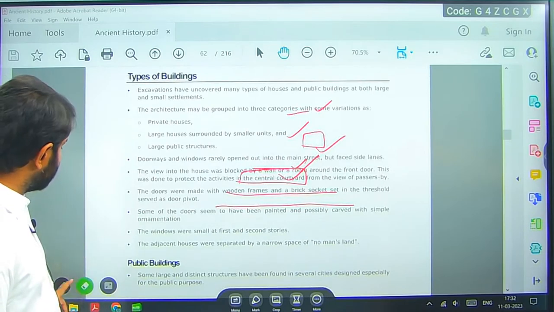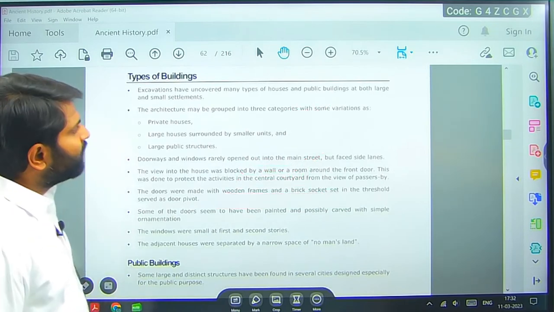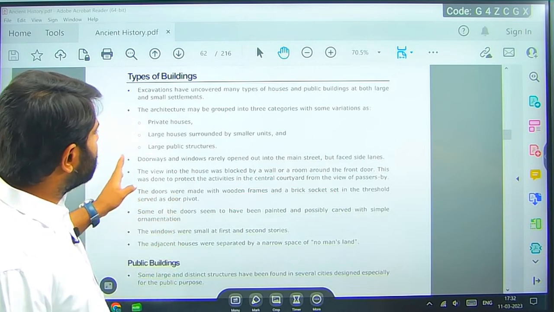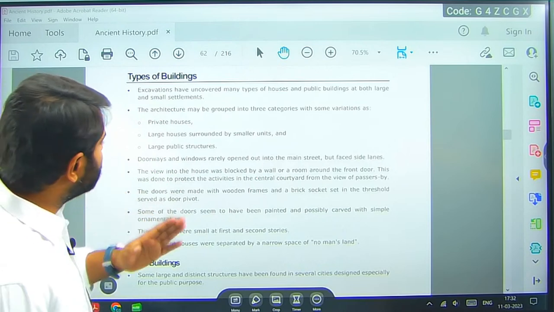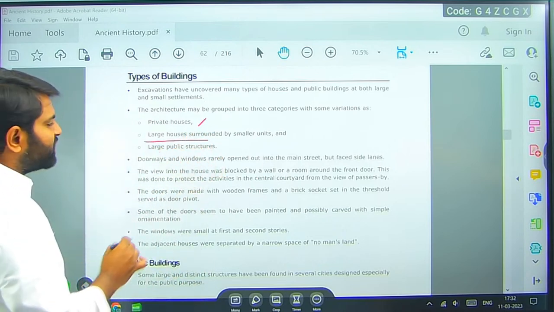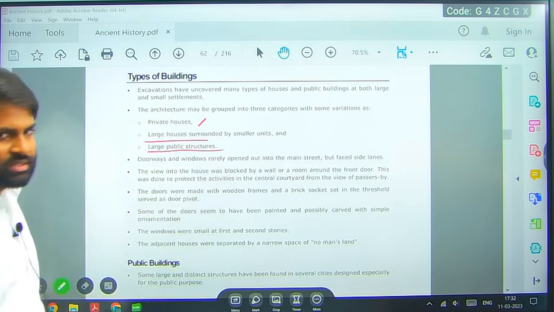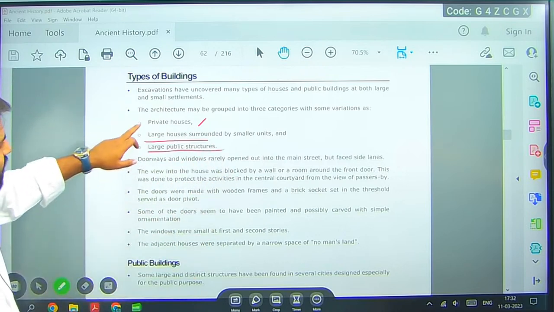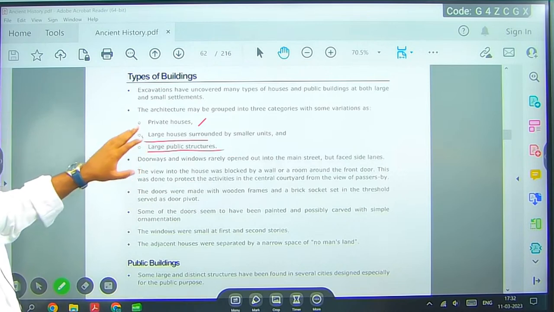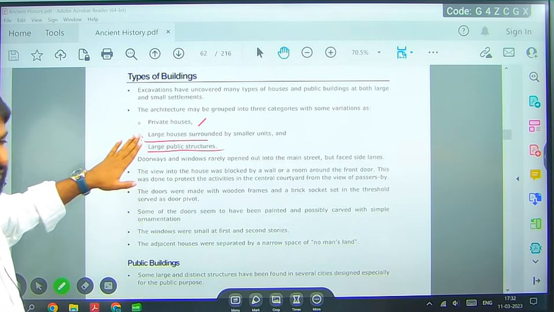Types of buildings: there are many types, both public and private buildings. Architecture can be grouped into three: private houses, large houses surrounded by small units, and large public structures. The private houses and large houses might belong to a king or a priest, we don't know, right? Influential people.